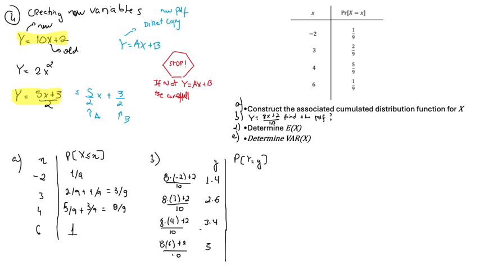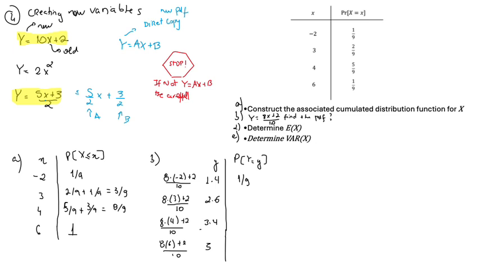Now, what's the probability? How can I make the probability column? What's the probability of your y being 1.4? Well, your y is 1.4 when your x is minus 2, and your x is minus 2 with probability 1/9. So the probability that y is 1.4 is just 1/9, because it's the same probability as x being minus 2. So I just go and assess the PDF.